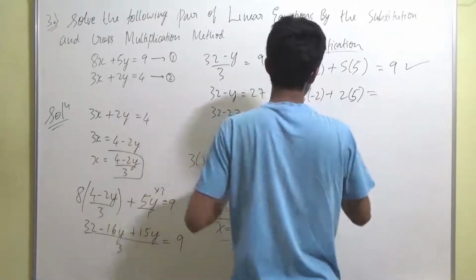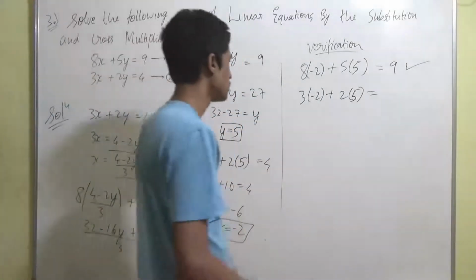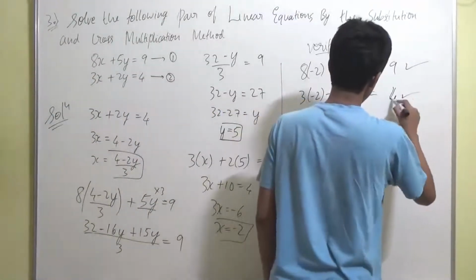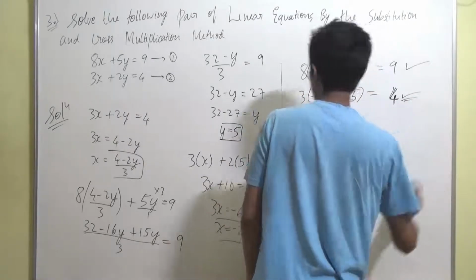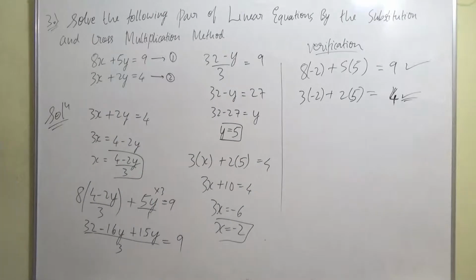We should get 4. Let's see it. Minus 6 plus 10 gives us 4. Hence verified. Done, guys. Verification also done. So this was your third question.